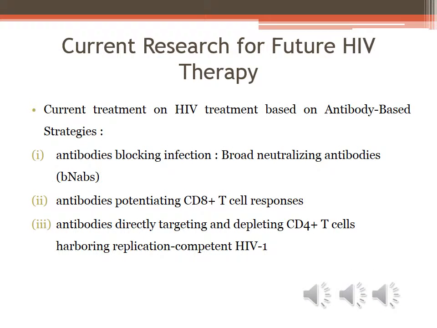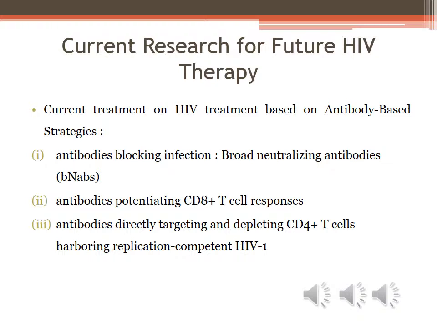Jiajiapeng et al. claim that HIV infection may be treatable using antibody-based strategies. The approaches can thus be classified as follows. First, antibodies blocking infection. Second, antibodies potentiating CD8 plus T cell responses. And lastly, antibodies directly targeting and depleting CD4 plus T cells harboring replication-competent HIV-1.